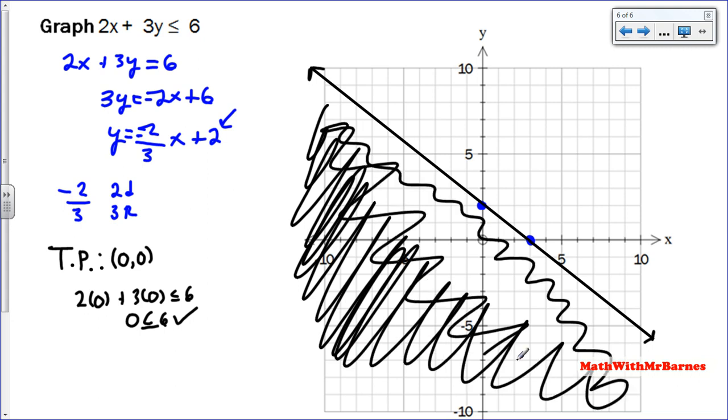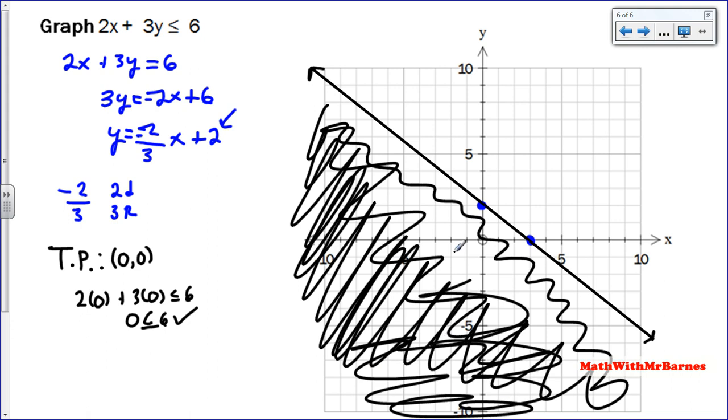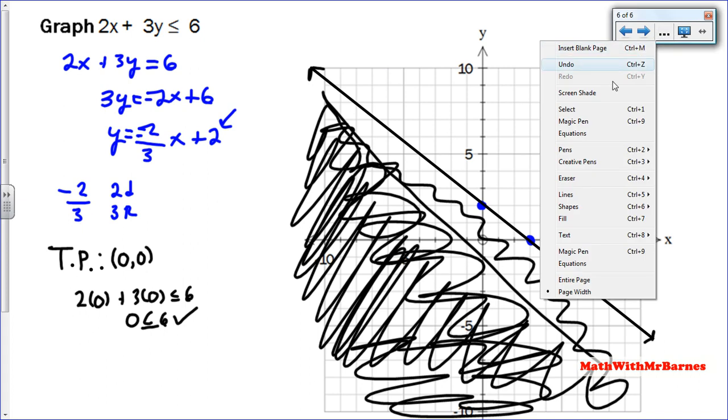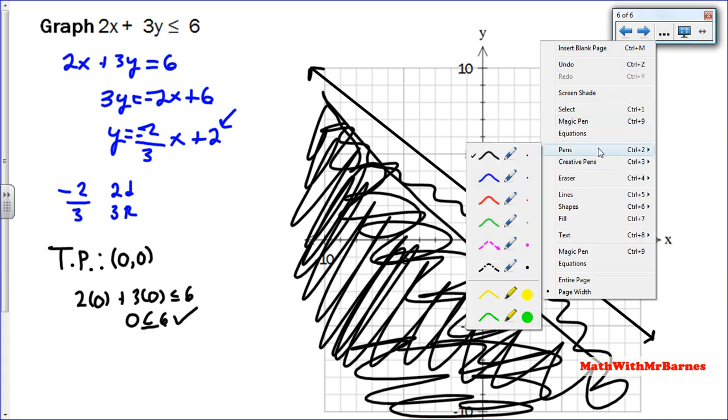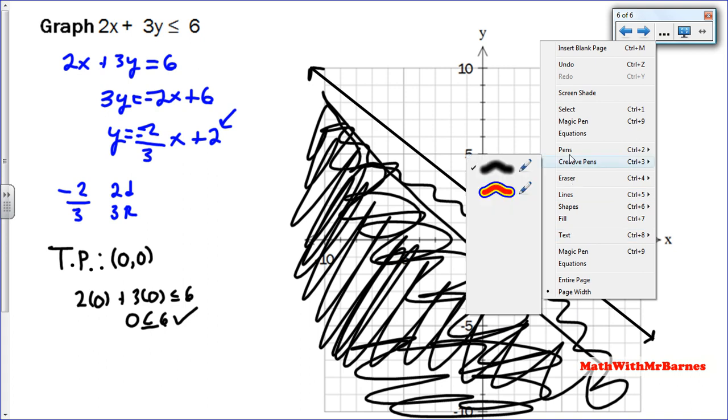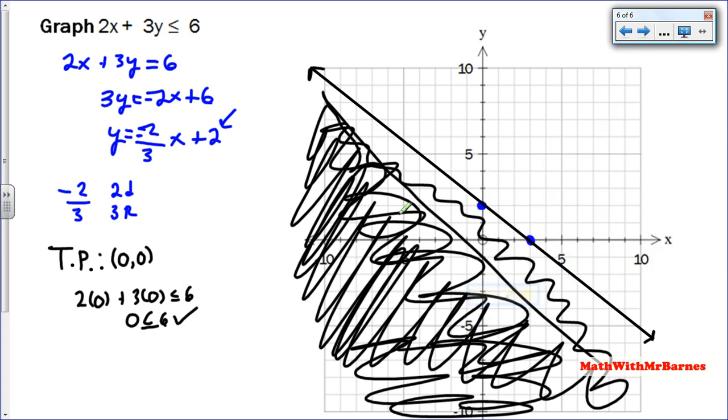So there it is. You can probably do a better job if you're shading with a pencil. But that's how you actually find a solution region. I'm not too happy with that. Let's see if I can find a better pen. Yeah, let's use a highlighter. So you highlight the region, make it look kind of nice. Like I said, if you had a pen or a pencil, you could shade it in really nicely.